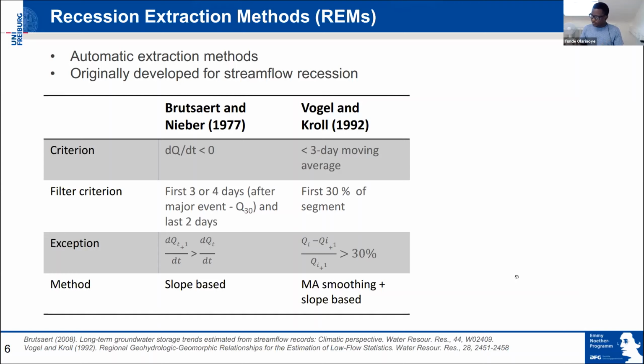That is, the first 3 days are removed just to avoid the influence of surface runoff or superfluous flow. And then they remove 4 days if you have a major event. So what is a major event? It was not defined, but for this study, we have used a percentage of exceedance of 30% as a major event. And then the last 2 days were also removed.